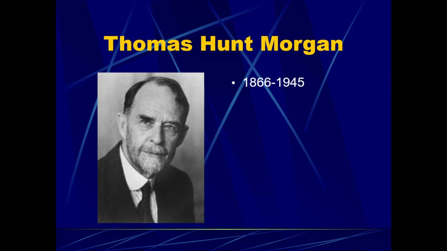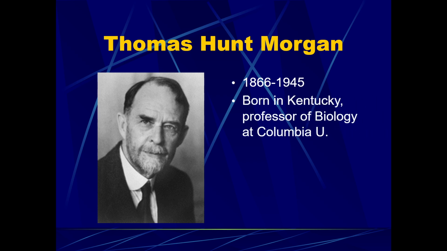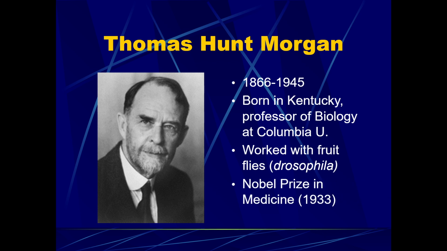So he did his work roughly in the early 1900s to the mid 1900s, and he was born in Kentucky. He was a professor of biology at Columbia University, and he worked with the model organism called Drosophila melanogaster. So that's a fruit fly. It is a common organism that's studied. You can actually knock them out with carbon dioxide, and it just puts them to sleep for a little bit. So he won the Nobel Prize in Medicine in 1933 because of his research on gene mapping and sequencing.